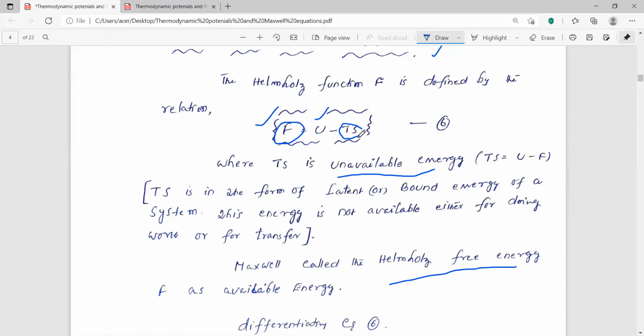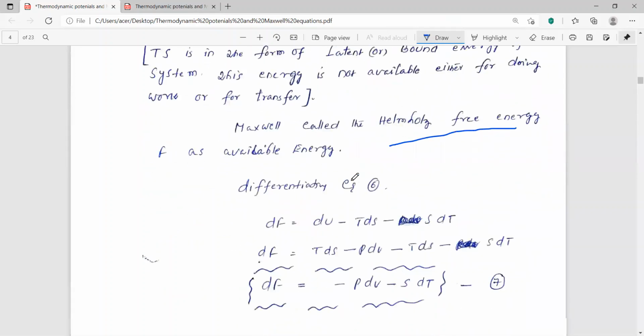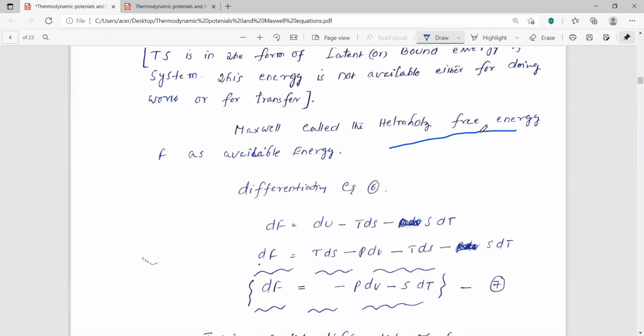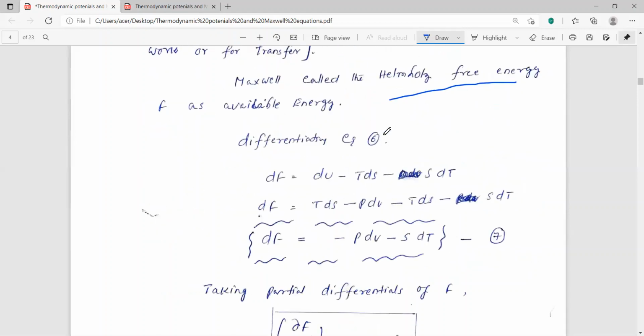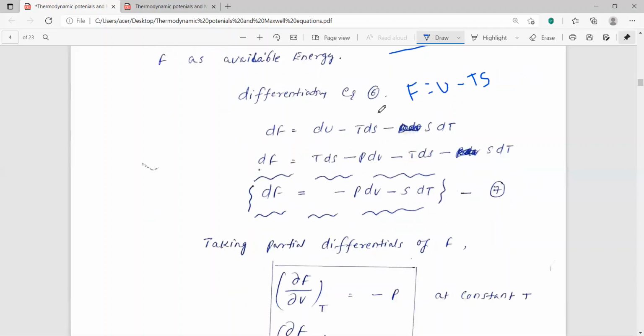If you subtract this one from the internal energy, you can get the available energy. That is why the Helmholtz function is also called Helmholtz free energy. So from this relation, if you take F equal to U minus TS, now if you differentiate this equation, you can get dF.